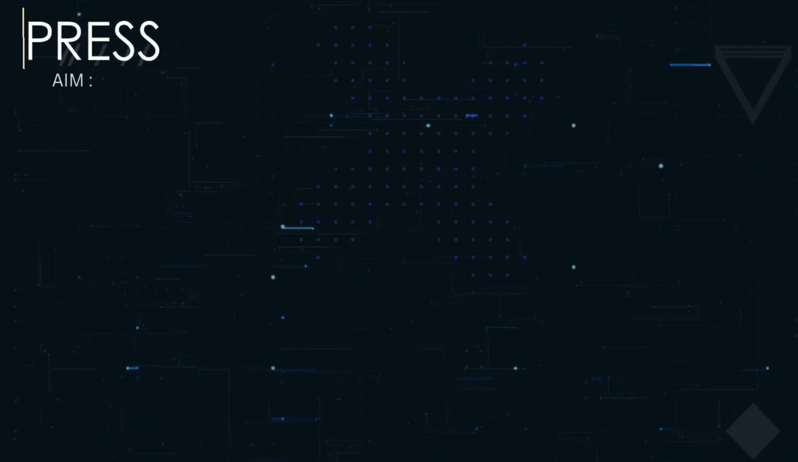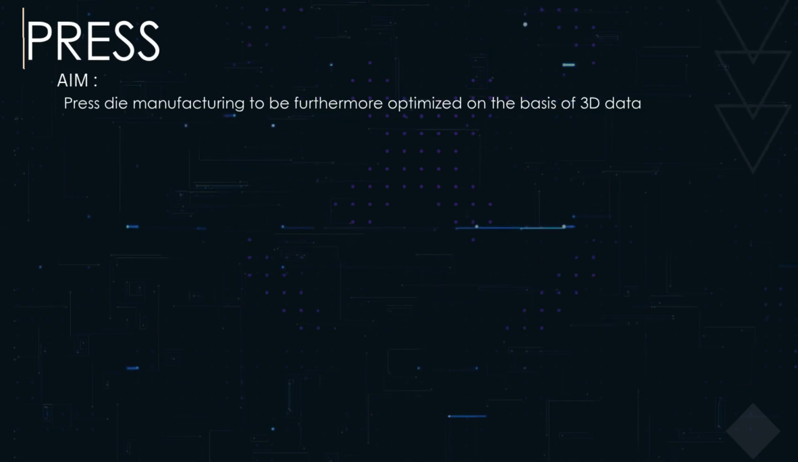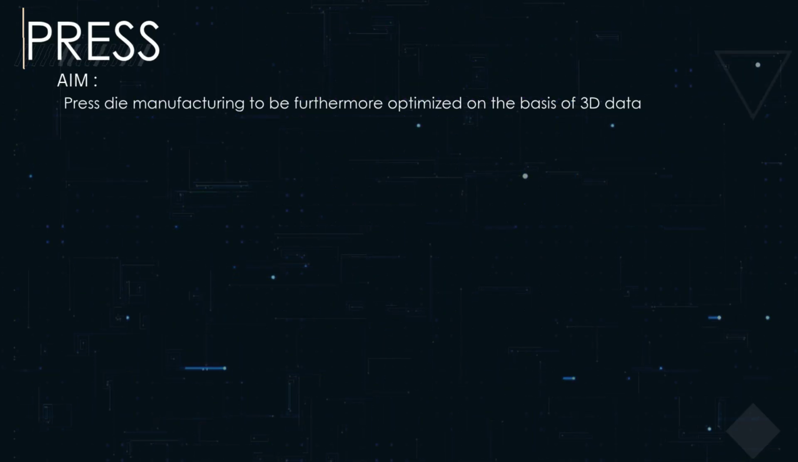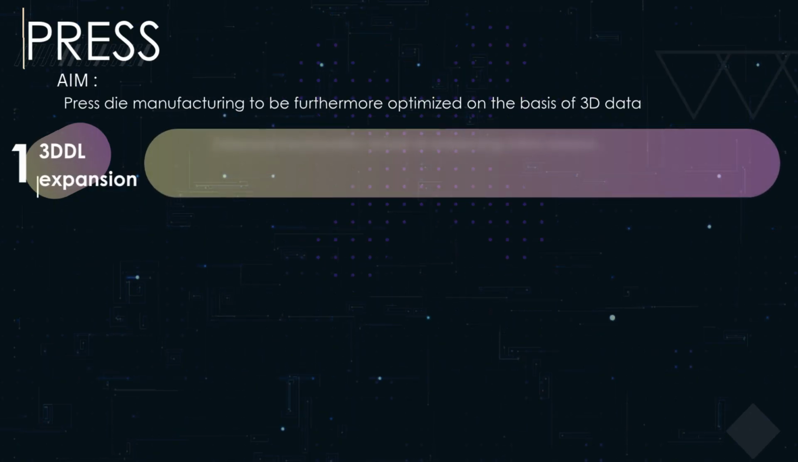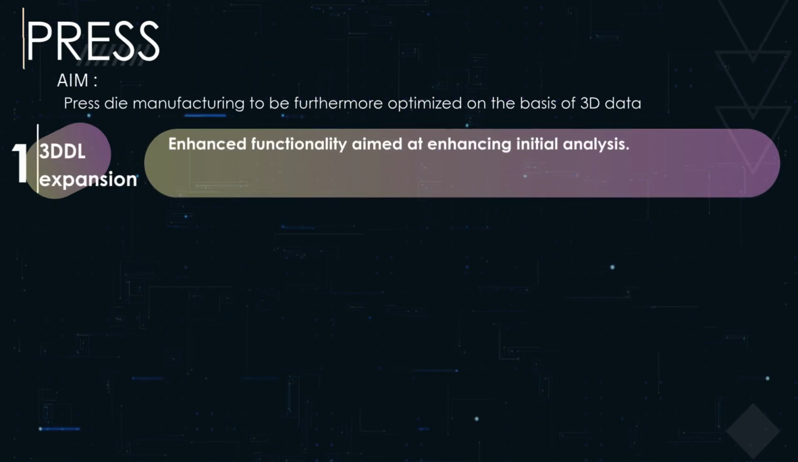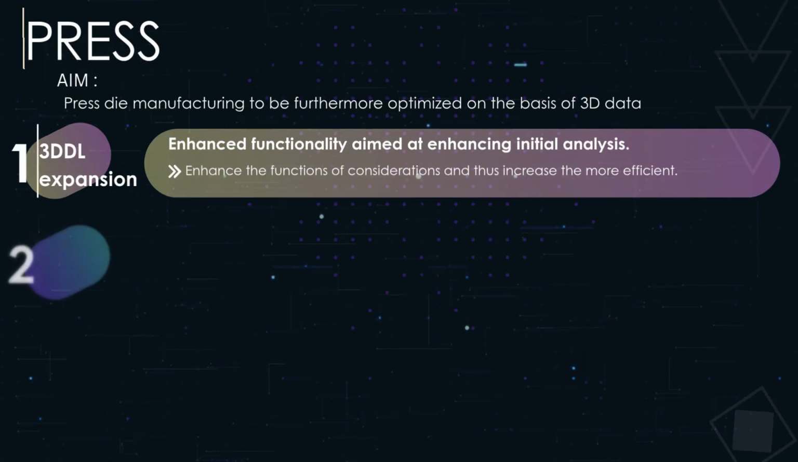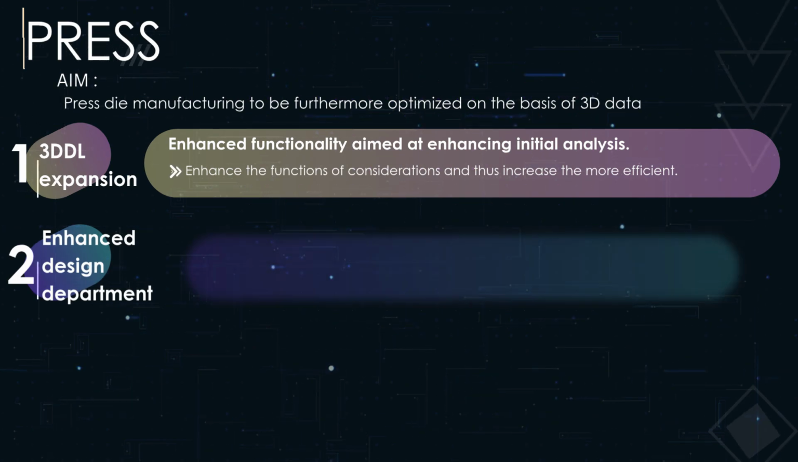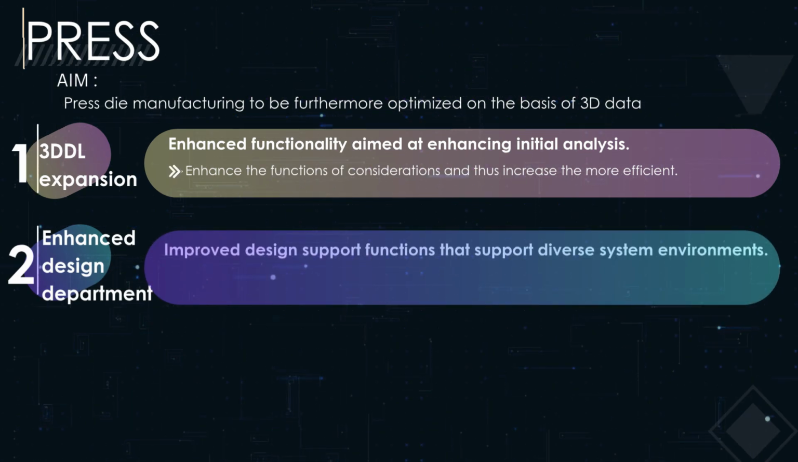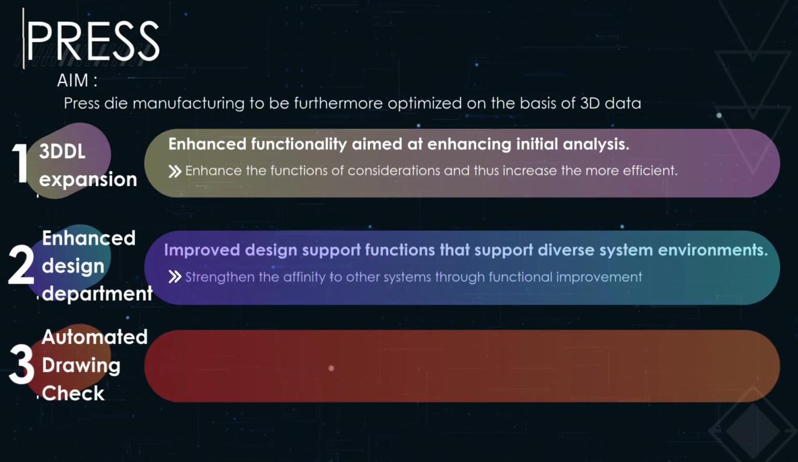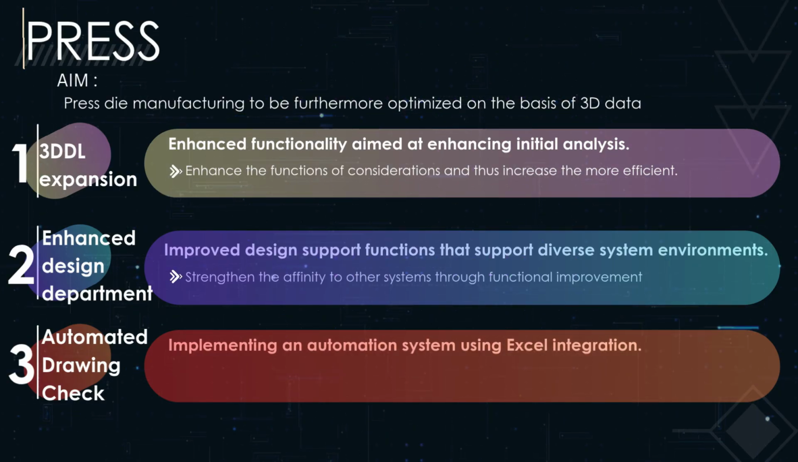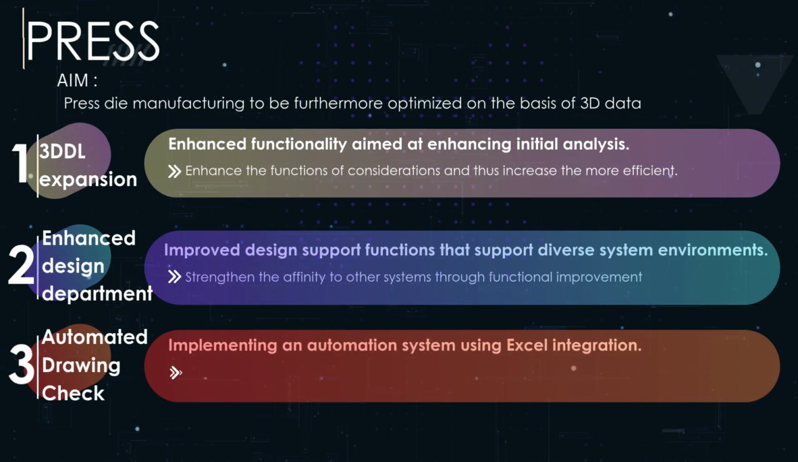Press die manufacturing is to be further optimized on the basis of 3D data. 1. 3D DL expansion. Enhanced functionality aimed at enhancing initial analysis. 2. Enhanced design department. Improve design support functions that support diverse system environments. 3. Automated drawing check. Implementing an automation system using Excel integration.